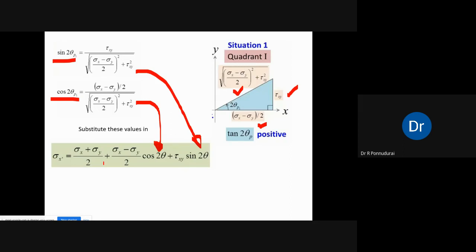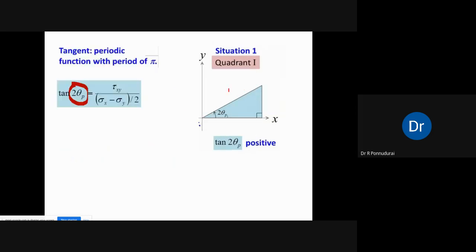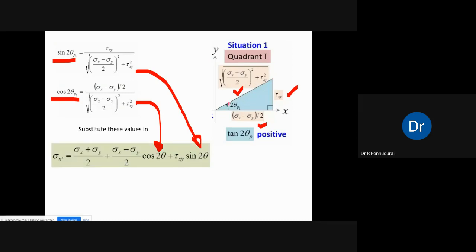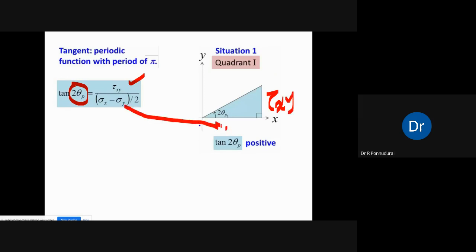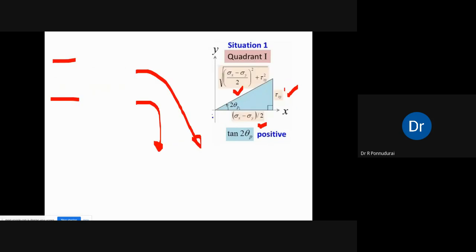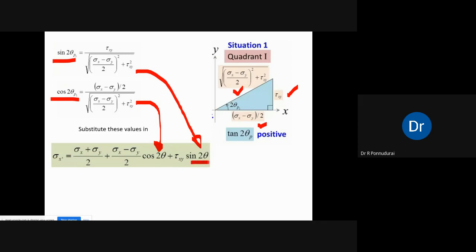We already know the stress transformation general equation: sigma x dash is equal to sigma x plus sigma y by 2 plus sigma x minus sigma y by 2 cos 2 theta plus tau xy sin 2 theta. The tan 2 theta will be positive only in the first quadrant and the third quadrant. If we take the first quadrant, tan 2 theta is tau xy divided by sigma x minus sigma y by 2. So tau xy is the opposite side and the adjacent side is sigma x minus sigma y by 2. Once you know the opposite and adjacent sides, you can calculate the hypotenuse. From this, you can get the values of sine 2 theta and cos 2 theta, which appear in this equation. Now substitute these values here. We get the maximum value, that is, the maximum principal stress, sigma 1.